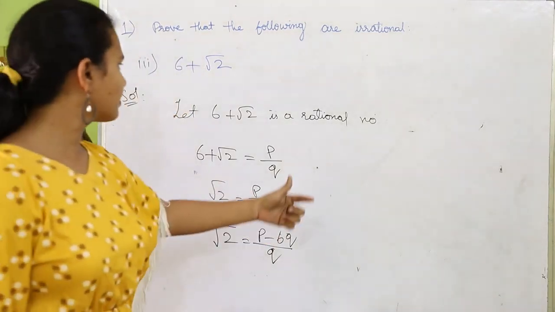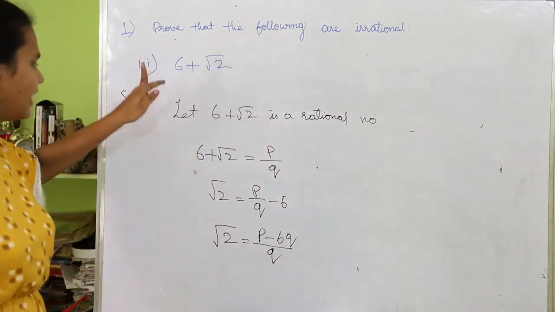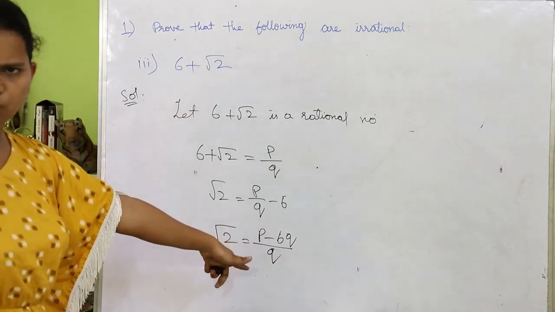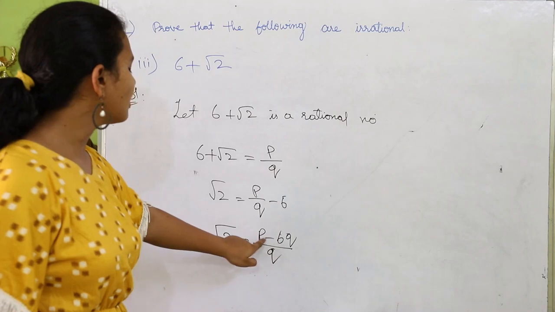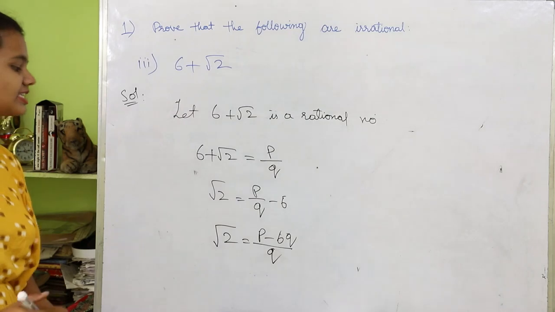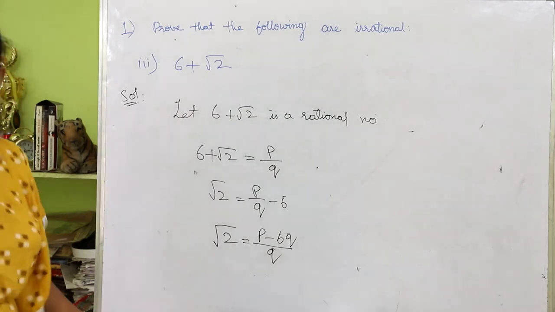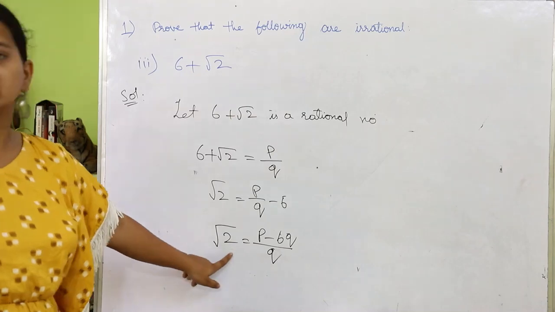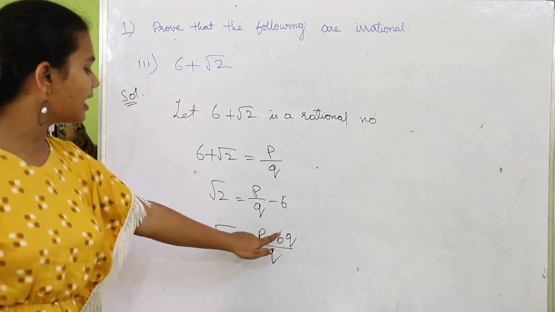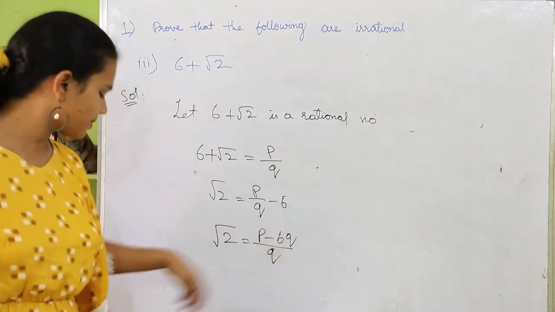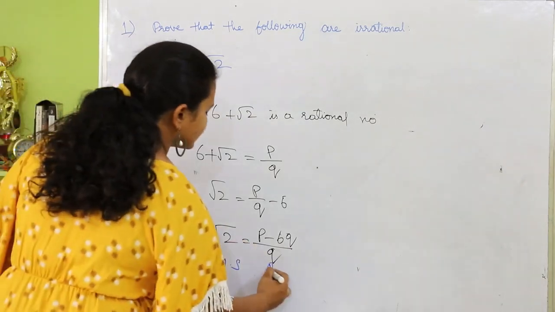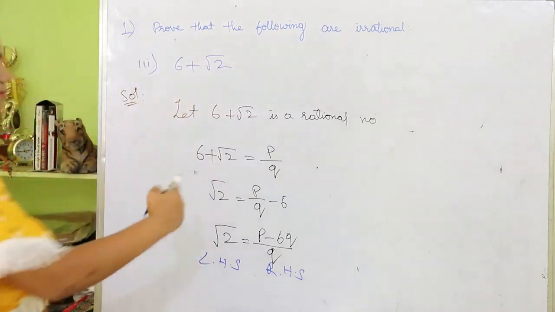Guys, again we can connect this with the second one, where we got p square minus 8q square by 2q square. But coming back here, p and q are integers, so p and q are rational numbers, and 6 is also an integer. But root 2 is an irrational number. Here p minus 6q by q, let this be the RHS side, and root 2 the LHS side, where the LHS side is an irrational number and the RHS side is a rational number.